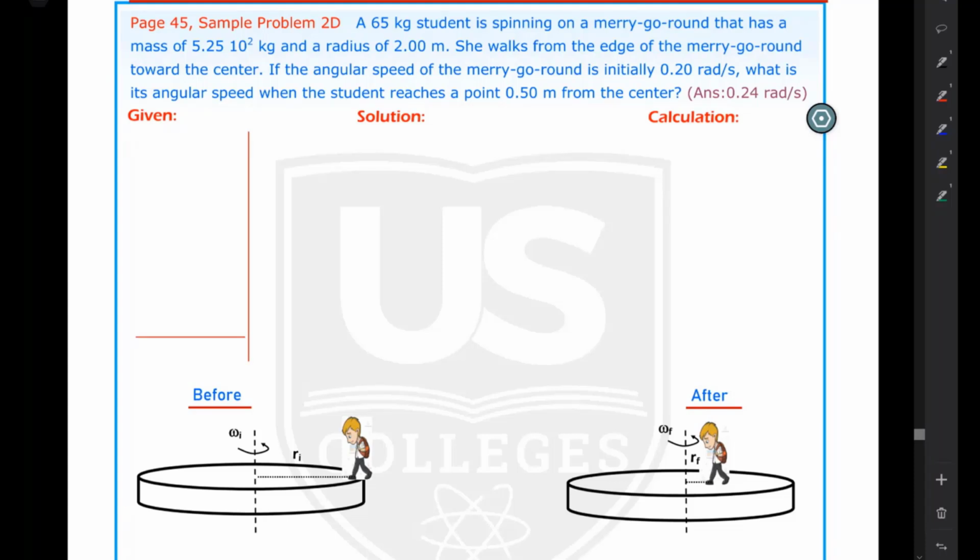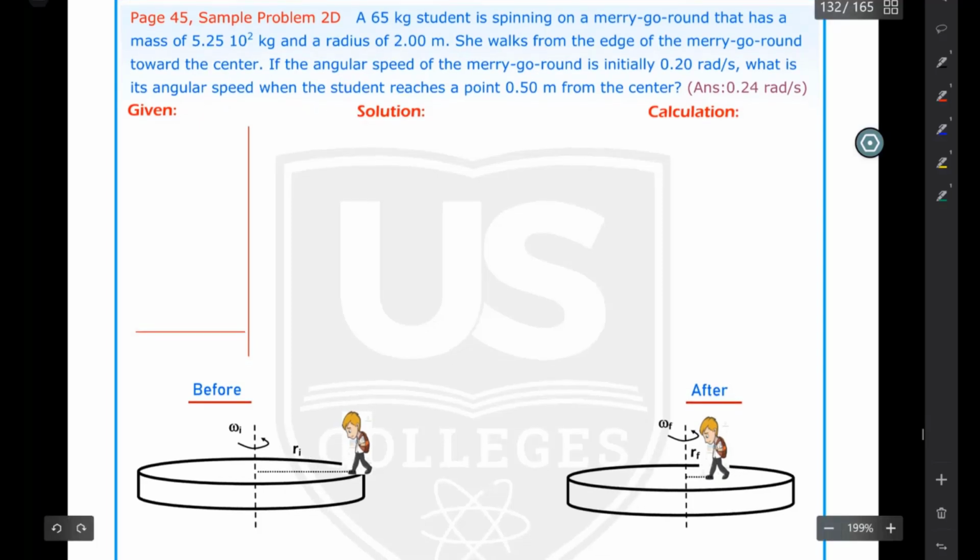She walks from the edge of the merry-go-round towards the center. If the angular speed of the merry-go-round is initially 0.2 radian per second, what is its angular speed when the student reaches a point 0.5 meter from the center? Now, if you refer to the previous videos, what's changing? Moment of inertia increases or decreases when the student walks towards the center? Moment of inertia decreases, and so angular speed must increase.